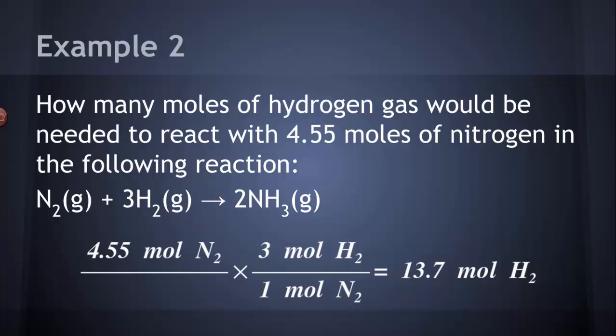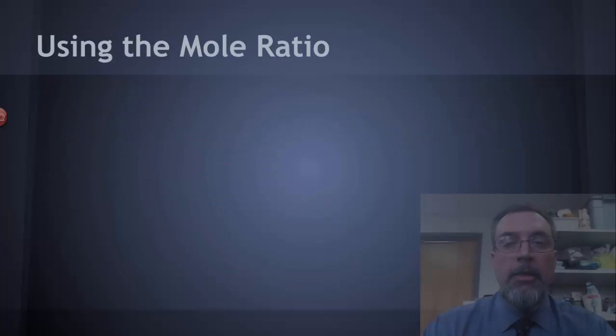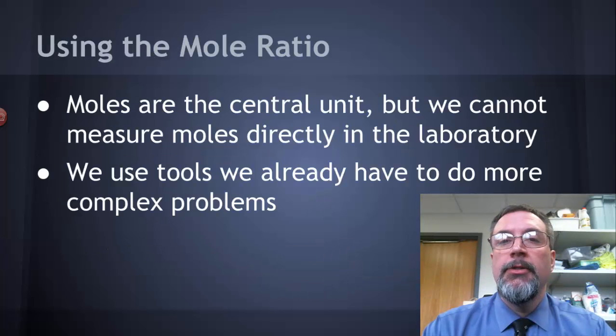of nitrogen. I just have to multiply 4.55 times 3 and then divide by 1, which is just multiplying by 3. I keep the same number of significant figures as my given, the number I started with, which was 4.55 moles, so my answer is 13.7 moles of H2. That means if I want to react all of that nitrogen away, I have to have 13.7 moles of H2. So using the mole ratio is useful.